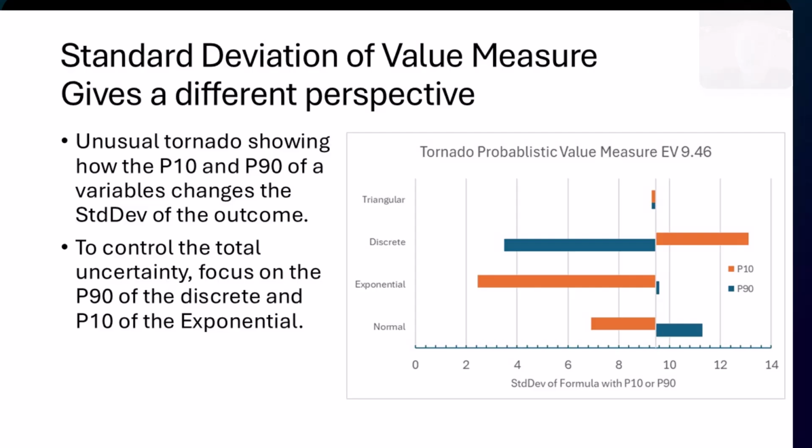Now, something I've not seen other people do, but that could be useful, is you could take the standard deviation of the value measure, given that one of the variables is being controlled to the high side or the low side. And I was able to do that with Monte Carlo. It's a very unusual tornado diagram. And what it shows is that there's a lot of downside with the P90 discrete and a lot of downside with the P10 exponential. So this really differentiates. So once again, we'd have to work on these two things depending upon what our objective is.